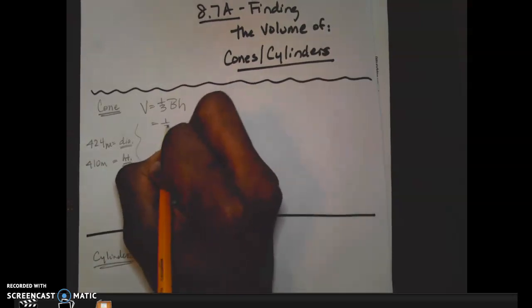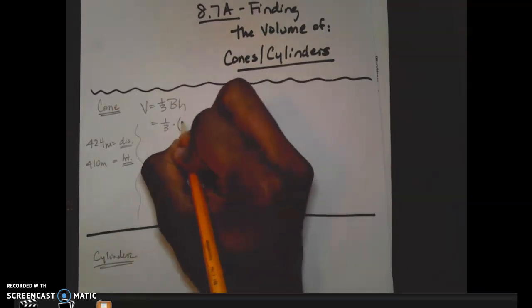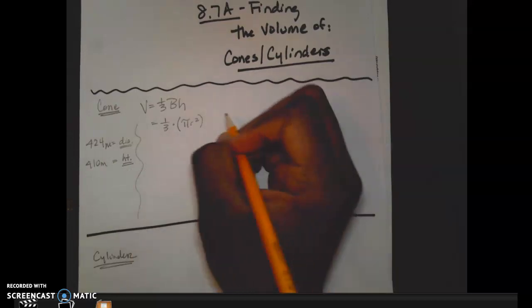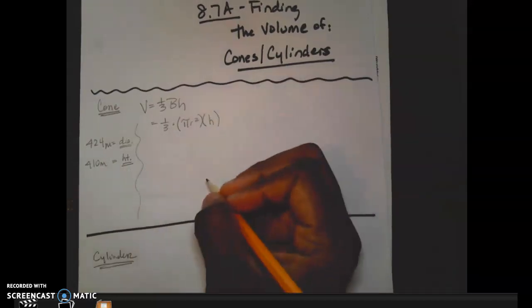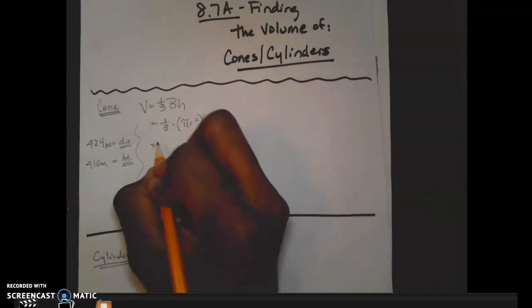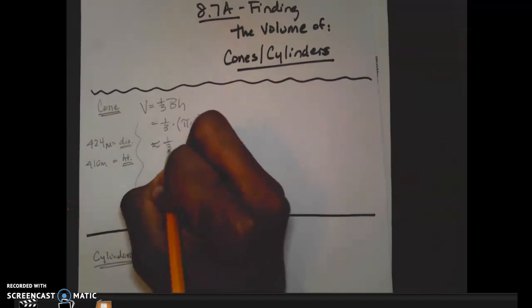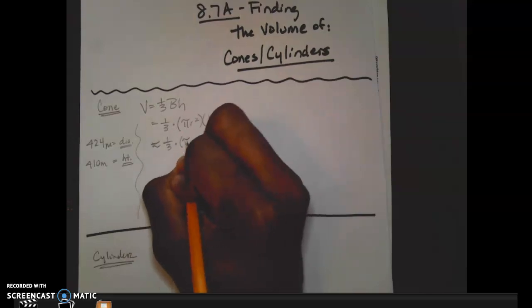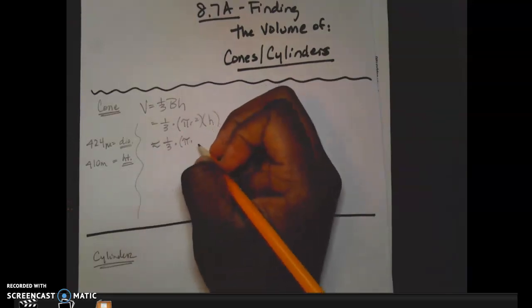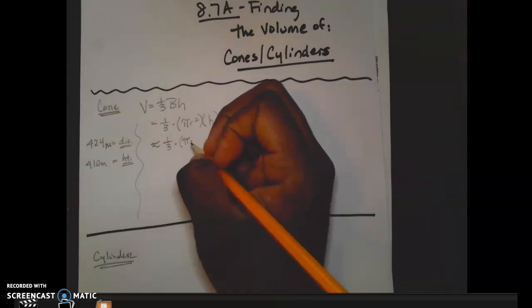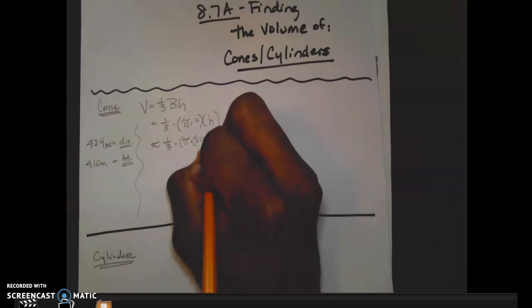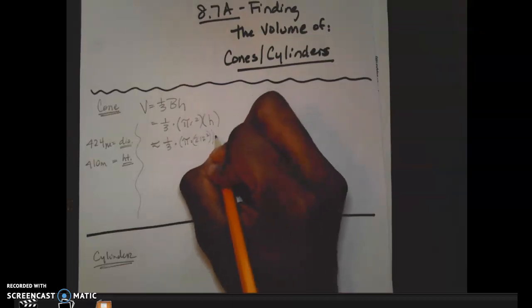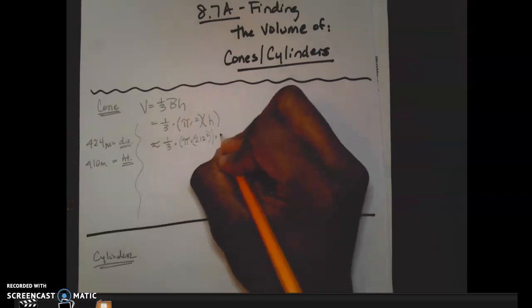I'm then going to multiply 1/3 times. We know that this is pi r squared for big B, which is a circle. I then know that my height is going to be approximated in there as well. So the approximation is going to be 1/3 times pi times my radius, which is going to be 212 squared. So 212 squared times my height, which is 410.